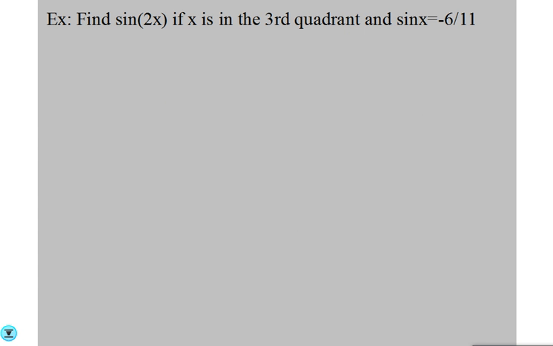So our first example asks us to find the sine of 2x if x is in the third quadrant and sine of x is negative 6 over 11. So I'm going to go ahead and draw my quadrant. So I'm over here in the third quadrant, and I know from a reference angle that my x value, my angle, goes inside the corner by the origin. And then sine is opposite over hypotenuse, so we know that this is negative 6 and 11. So we need to figure out how to plug into our formula.